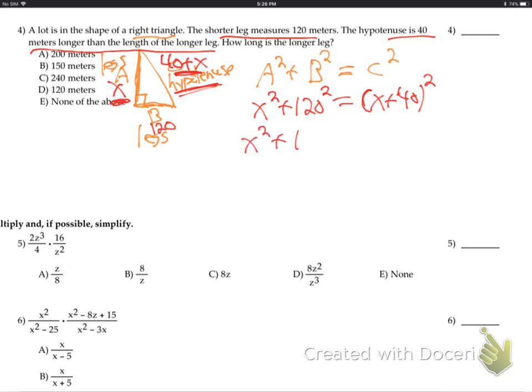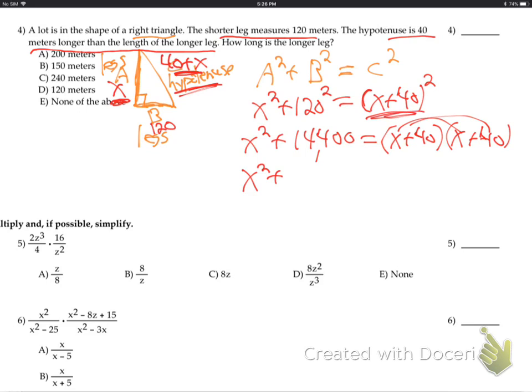x squared plus this will be 14400 equals. Now, this is just x squared, and this is 40 squared. Wrong. Watch out for that. I see that mistake a lot. You can't just square the x, square the 40. Instead, you have to actually write 2 parentheses like this and then FOIL that whole thing out. So watch out when there's a 2 on parentheses. You got to write 2 parentheses and FOIL.